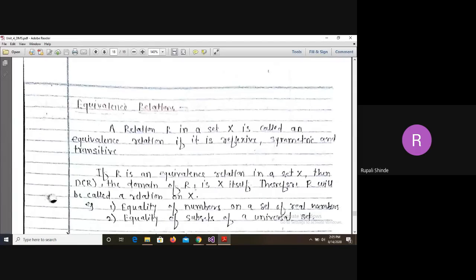So this definition is very important. Again, based on this point, you will get a question for 4 marks in the final exam. So first of all, take down the definition for equivalence relation. Then we will solve some examples based on it.